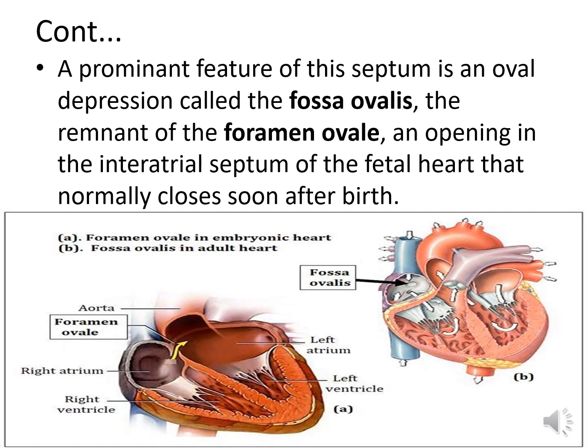A prominent feature of this septum is an oval depression which is called the fossa ovalis, the remnant of the foramen ovale, an opening in the interatrial septum of the fetal heart that normally closes soon after birth. In this picture, we can see picture A denoting the foramen ovale in embryonic heart and picture B denoting the fossa ovalis in an adult heart.